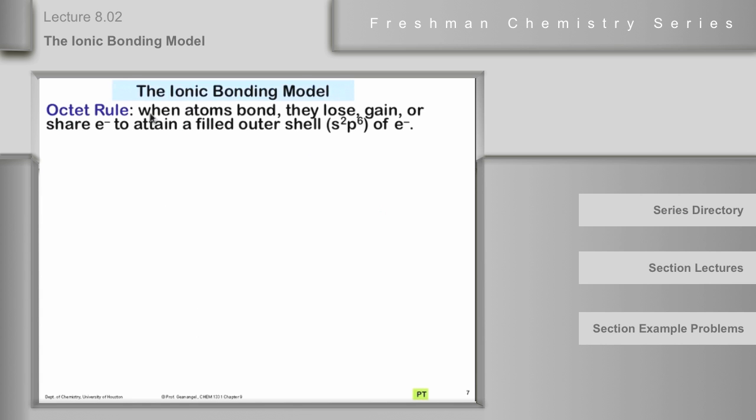We will use something called the octet rule, the tendency of many atoms to gain or lose electrons in the most direct way to get an 8-electron set corresponding to s2p6. That's the octet. And when most atoms bond, the individual atoms will lose or gain or share electrons to get this filled s2p6 shell of electrons. There's something especially stable about that.